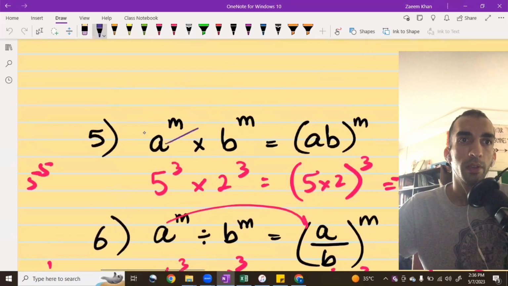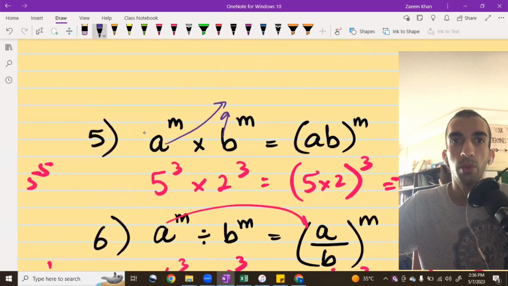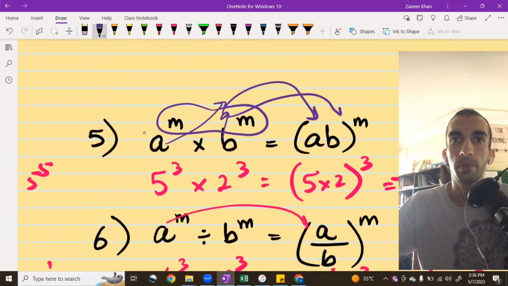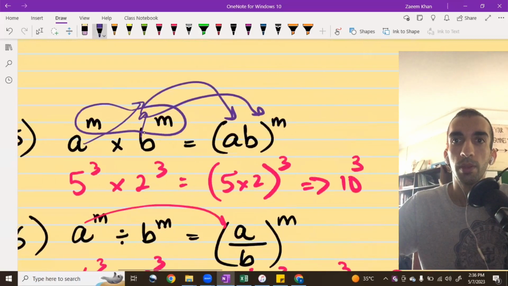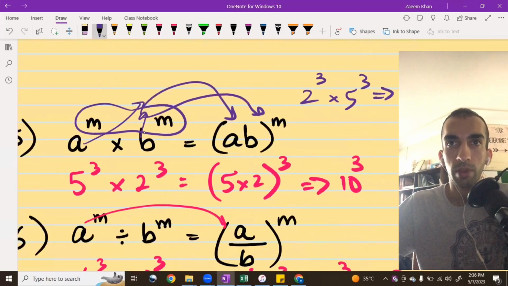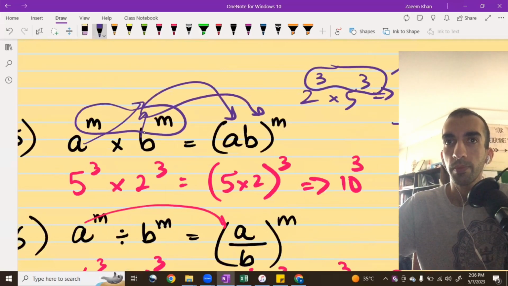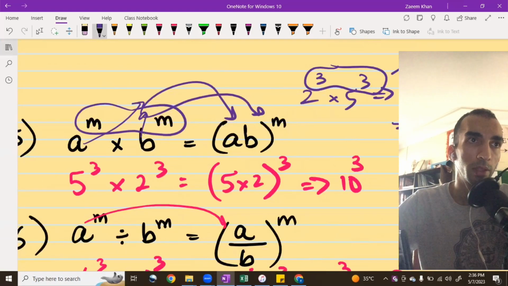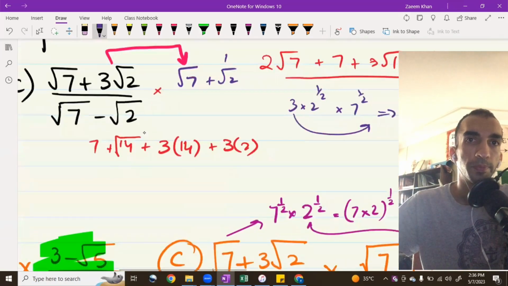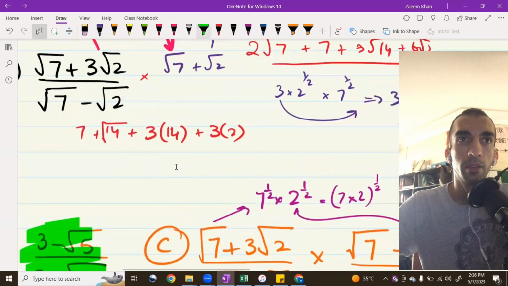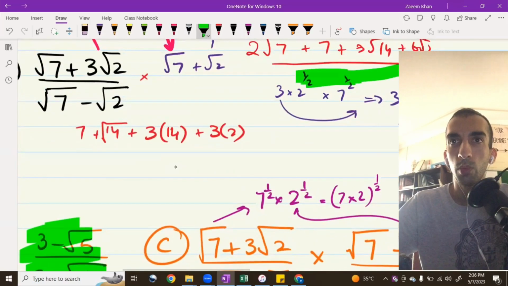When you have different bases but the same power, you can combine the bases like this and write the power once. Imagine if I give you an example, 2 raised to the power 3 multiplied by 5 raised to the power 3. Since the bases are different, I can write them down together and then write the power once. That's going to be 10 raised to the power 3. I'm applying the same rule over here. It had the same powers, I wrote them once, and it had different bases, so I combined them over here.